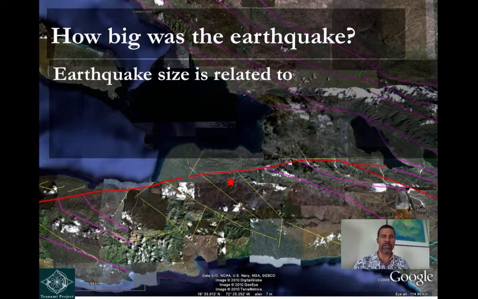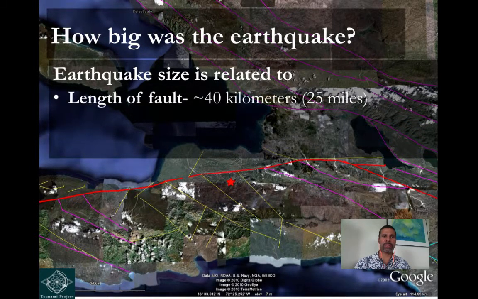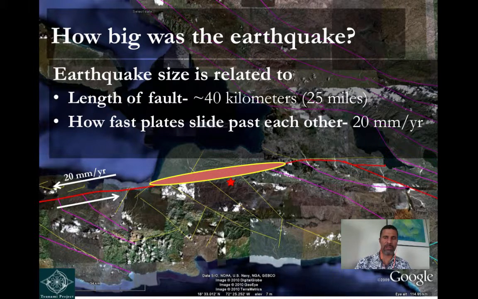Okay, if we look at the 2010 earthquake, we want to figure out how big it is. We can start thinking about the earthquake magnitude, which we talked about last time. The size of the earthquake is related to the length of the fault. In this case, it was about 40 kilometers long. How fast the plates slide past each other in this area is about 2 centimeters per year. And how long since the last one.